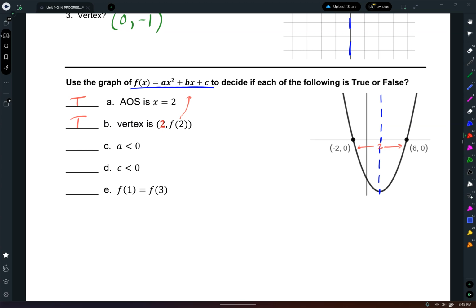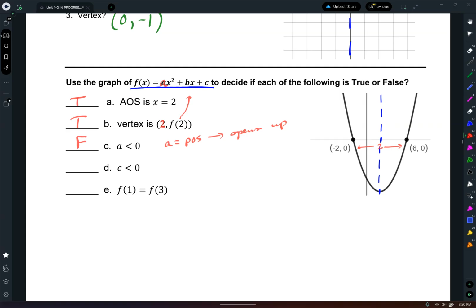Is the a number less than 0? Well, remember the a number up here in the parabola, doesn't that tell you if the parabola opens up or down? Well, this parabola is opening up, so doesn't that mean a has to be positive? So I'm going to say here, a has to be positive because we know the parabola opens up. And this is saying a is less than 0, a is negative. That's false.